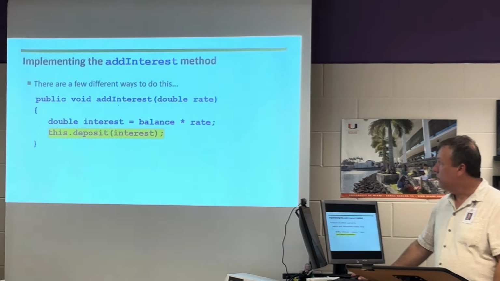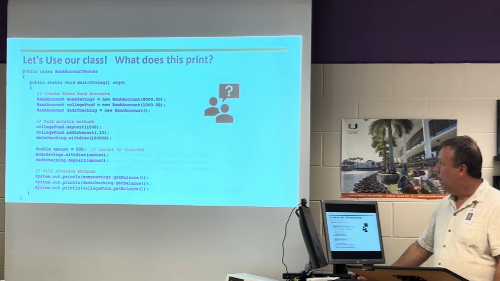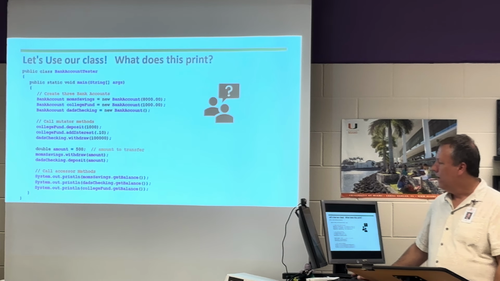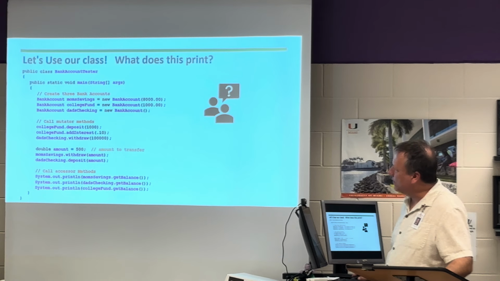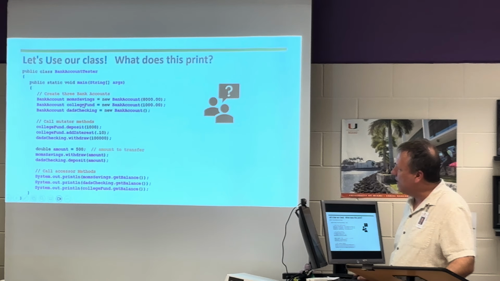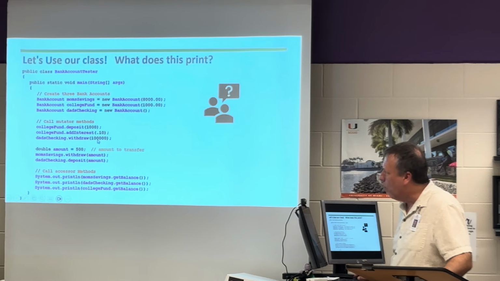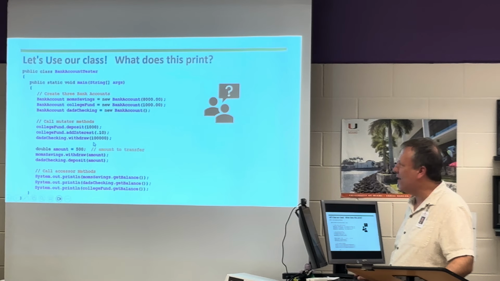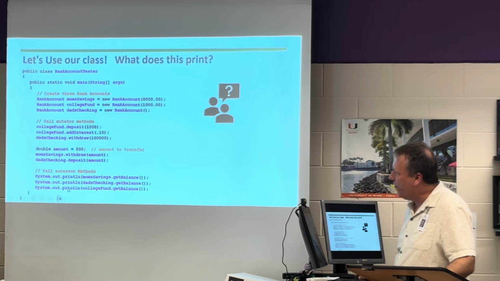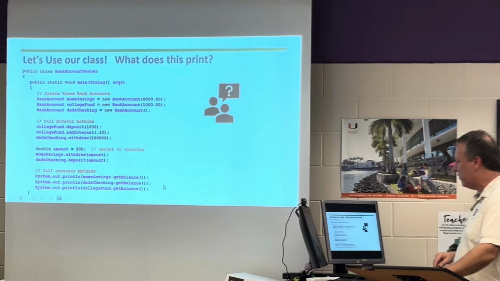So here, what does this print? Take a second here. So I've got 3 bank accounts. Mom's savings has 8,000, college fund is 1,000, dad's checking is a new bank account with nothing. Deposit 1,000, add interest 10%, withdraw 1, dad's checking, trying to withdraw $100,000. But notice, none of this prints anything until withdraw prints something. Then I have an amount, I do a transfer, and then I have some prints here. Take a second, see if you can figure out what this prints.